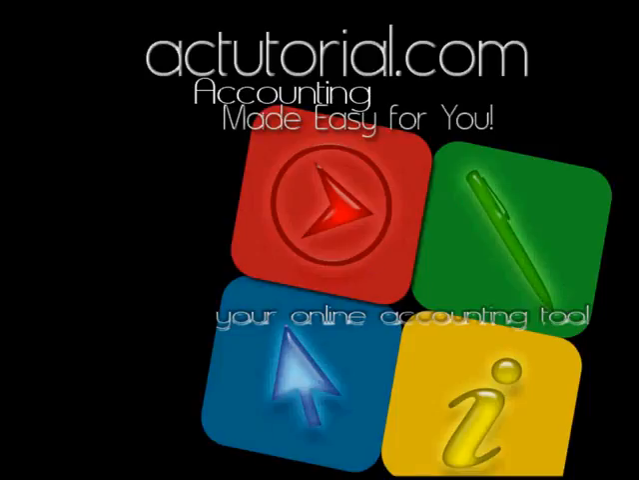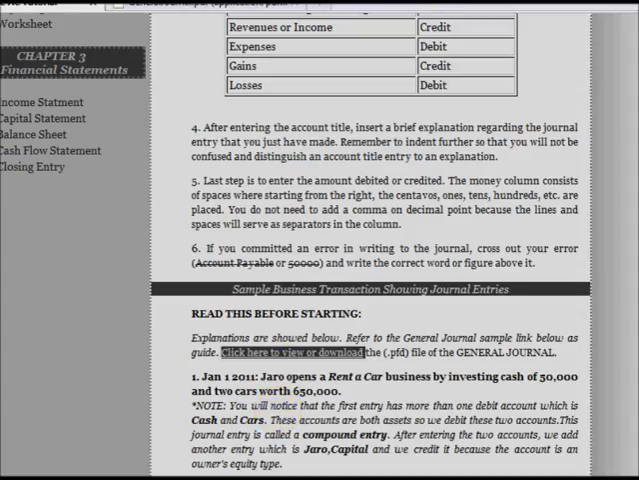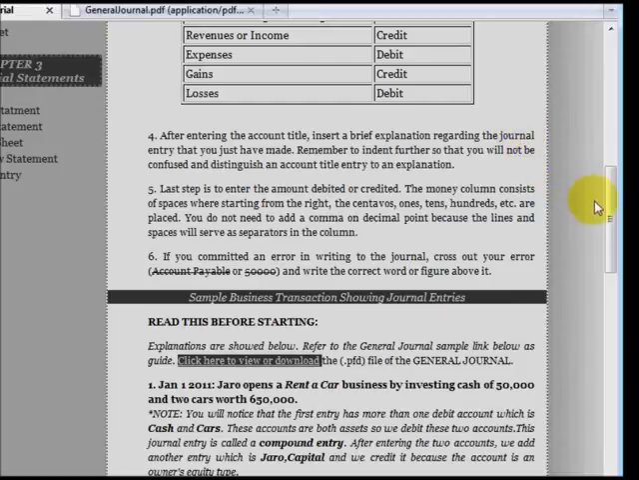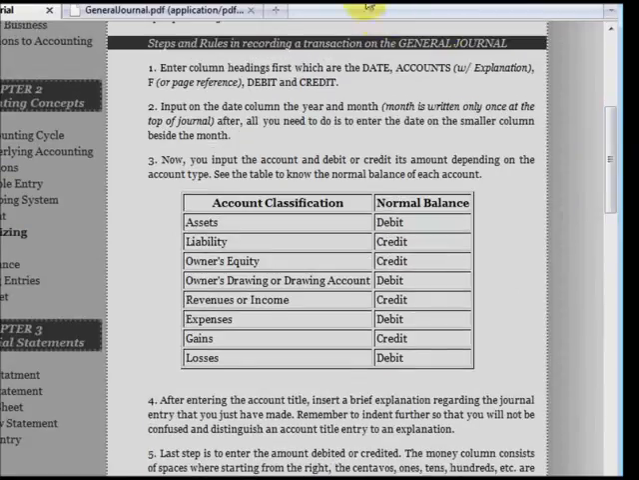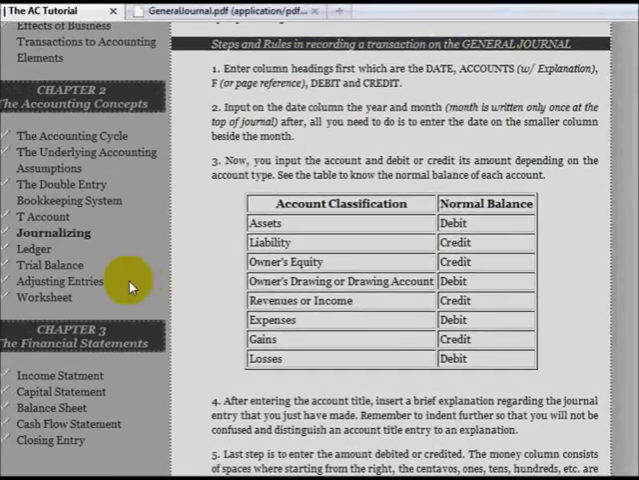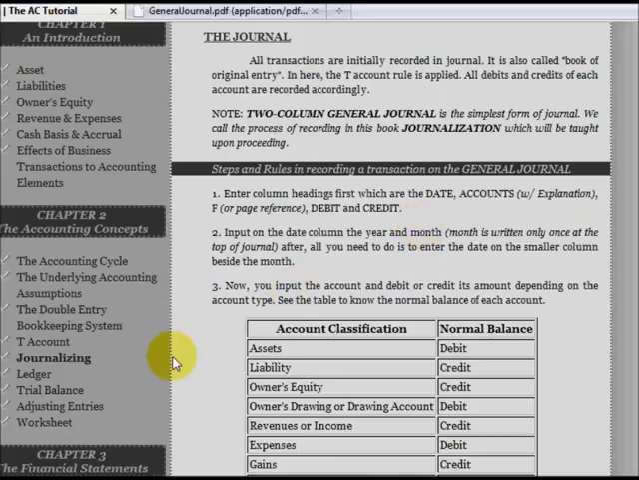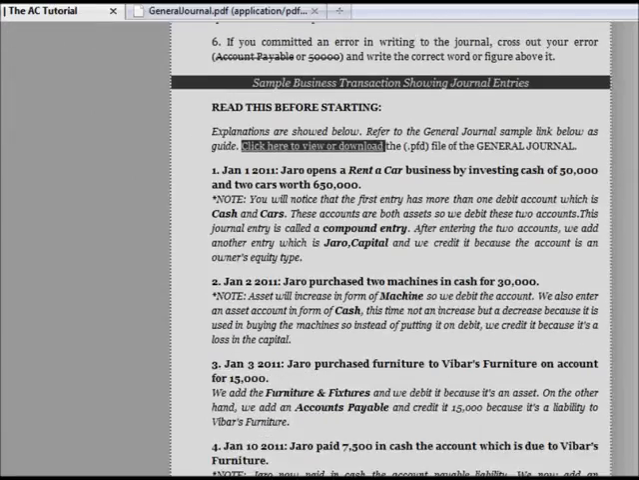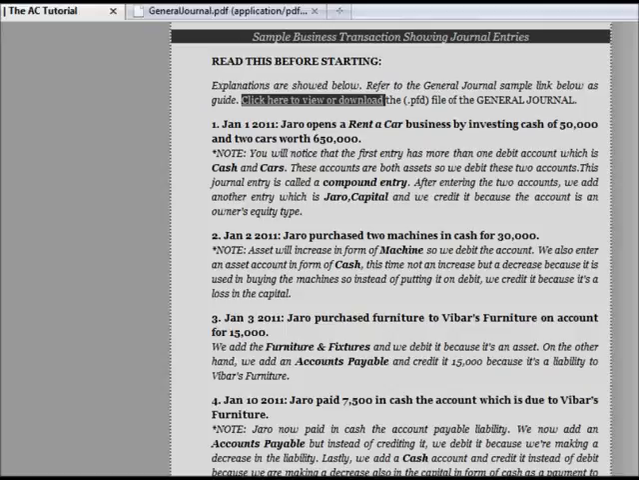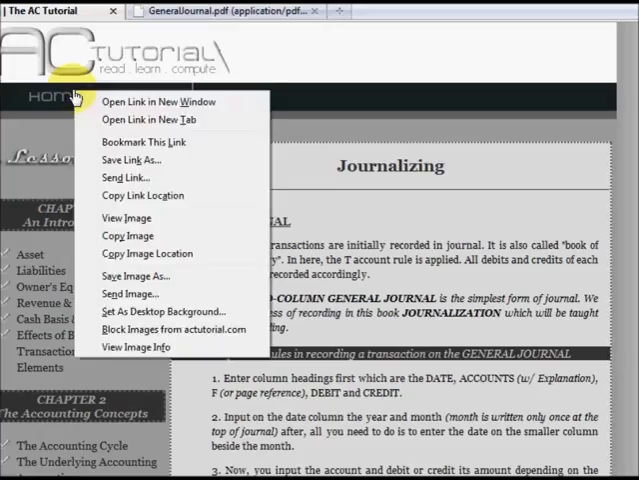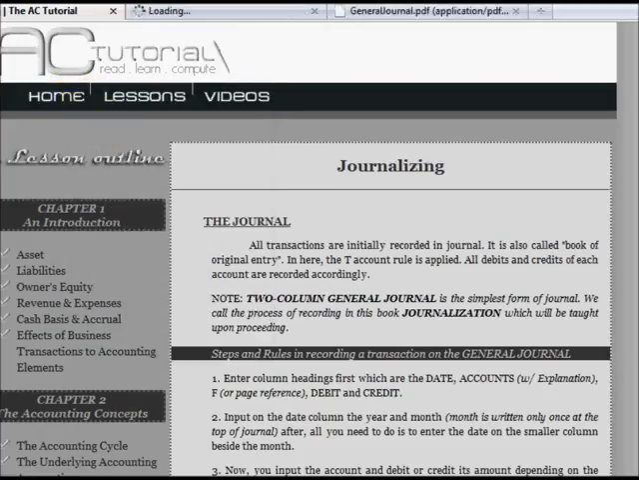The journalizing lesson is included in the website located in chapter 2. But first, before proceeding, you must read these lessons for you to better understand the journalizing method. So we now proceed to the sample business transaction showing journal entries. We will now run our simulator.